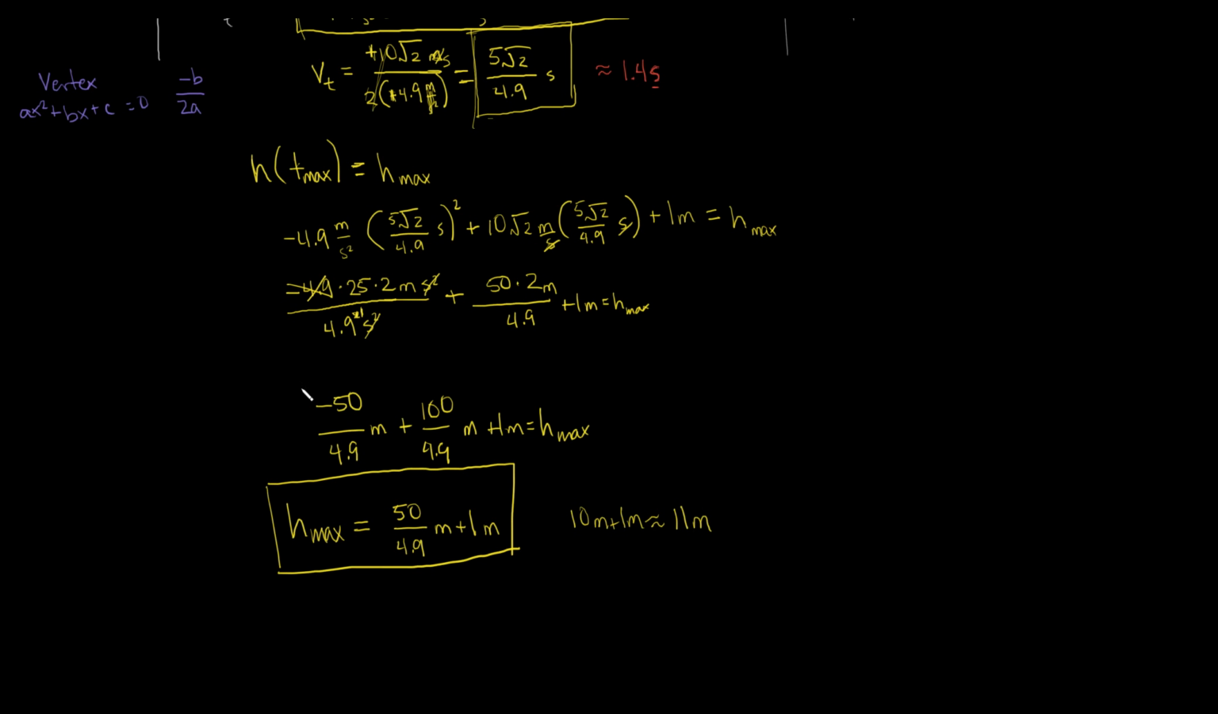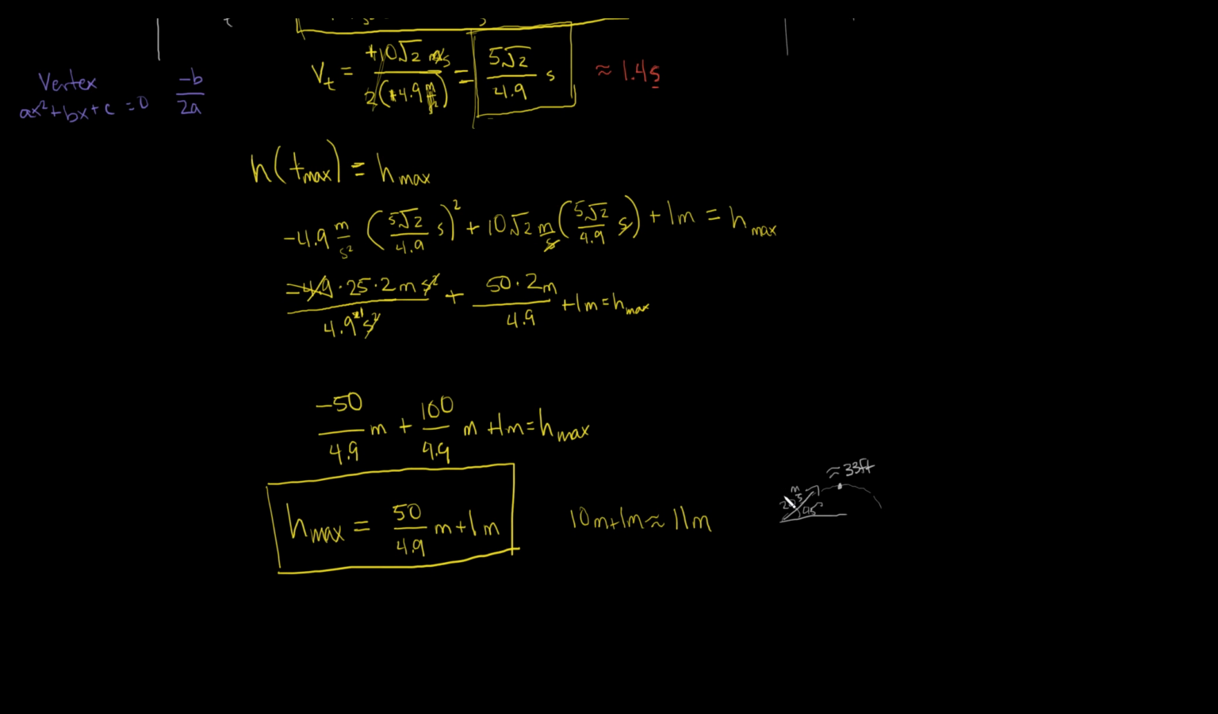It makes much more sense that after going up at 20 meters per second at an angle of 45 degrees, we would peak out at about 11 meters. This is about 33 feet. About 33 feet is 11 meters. It makes much more sense that we would peak out at about 11 meters than 1 meter.